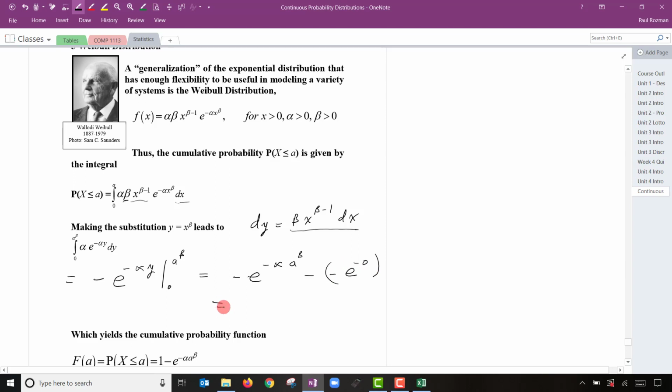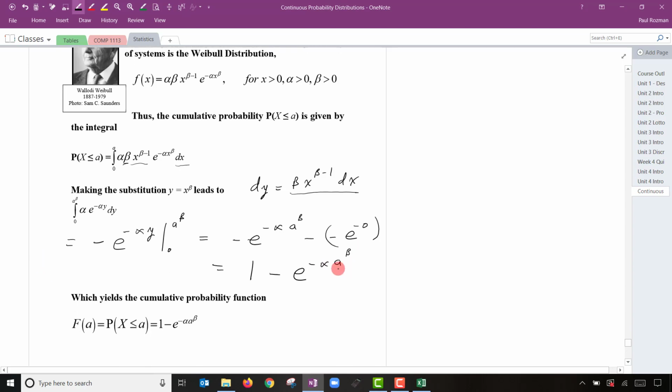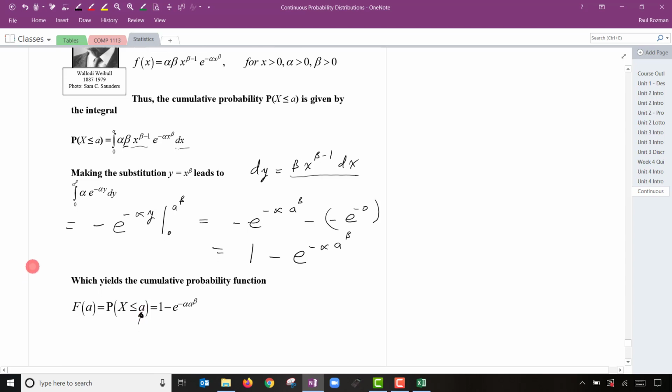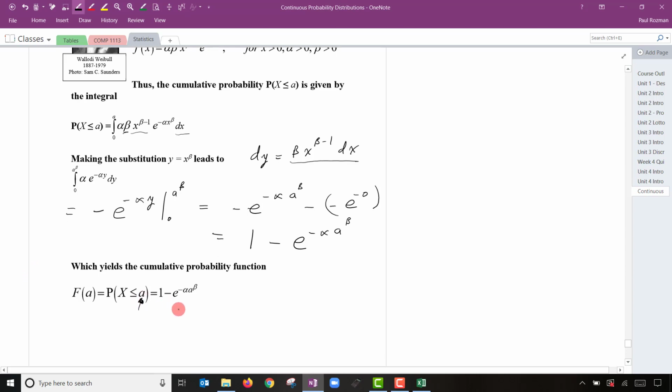Similar to the exponential, we get 1 minus e to the negative alpha a to the beta, where a is the upper limit, or what you're trying to find a value less than or equal to. So now we have this formula. We don't need to integrate that one again, thankfully. But that one wasn't too bad either.